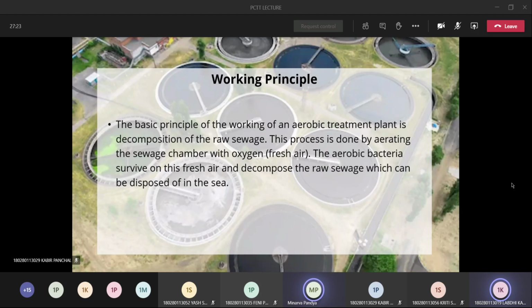The basic working principle of aerobic digestion is as follows. An aerobic treatment plant is the decomposition of raw sewage. The process is done by aerating the sewage chamber with oxygen. The aerobic bacteria survive on this fresh air and decompose the raw sewage, which can be disposed of in the sea. Next.